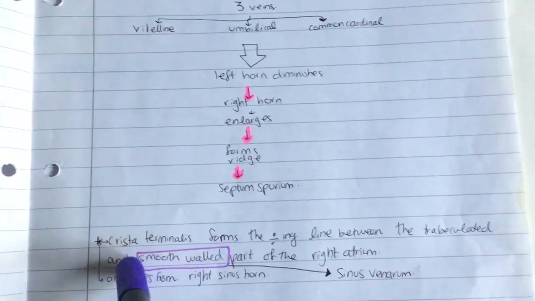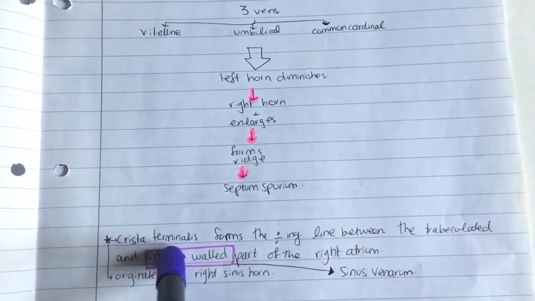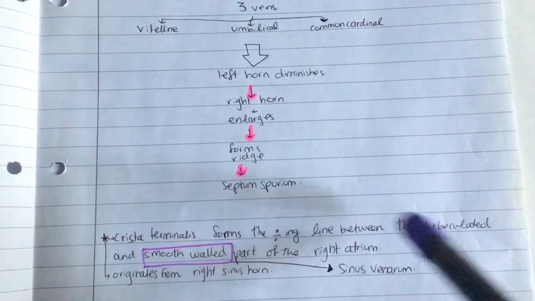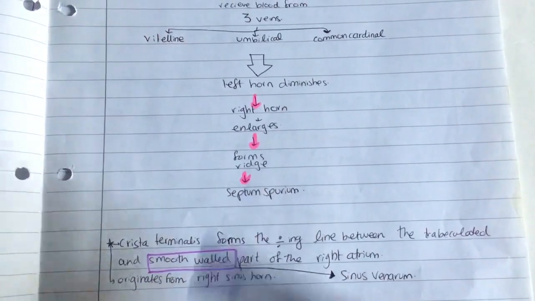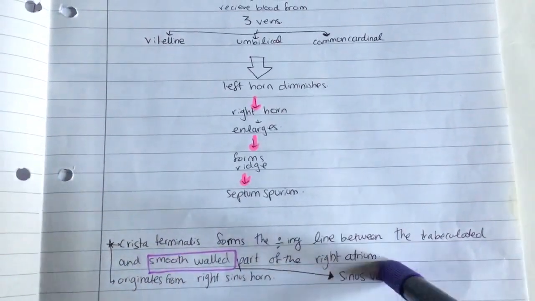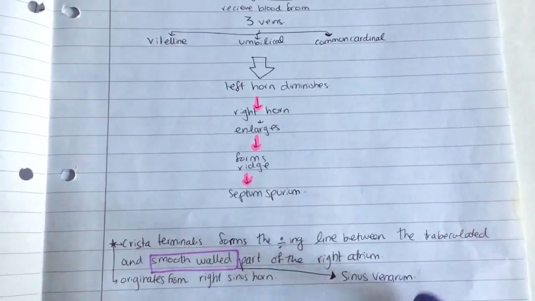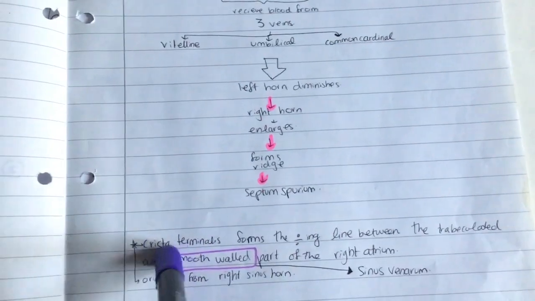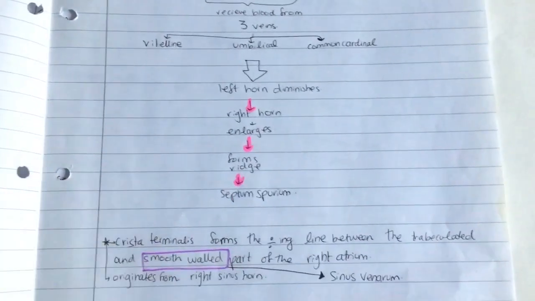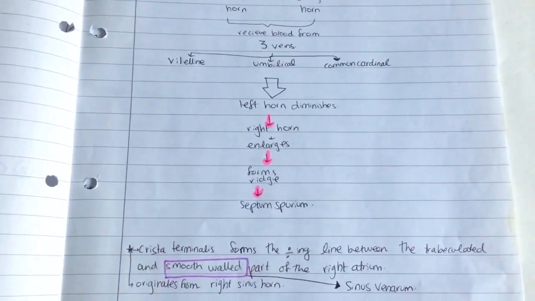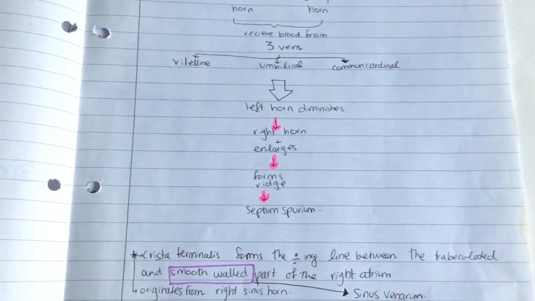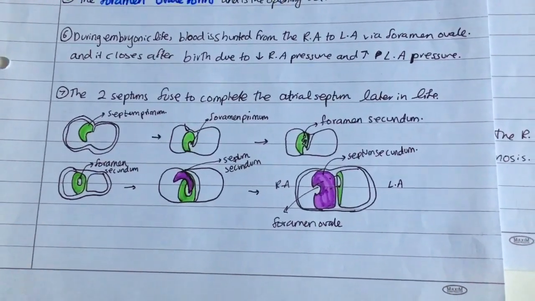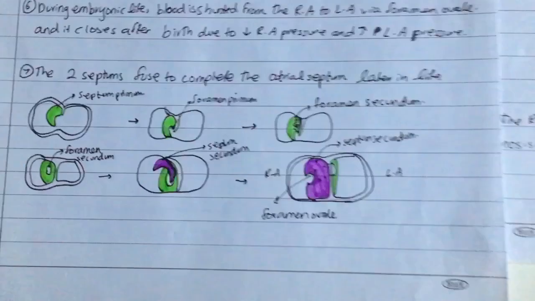Okay, and you have this line, it's called crista terminalis, which forms the dividing line between the trabeculated and smooth walled part of the right atrium, and this smooth wall is the sinus venarum, and this originates from the right sinus horn. So that could be a question, but this is not super important. And that is the embryology and development of the heart.